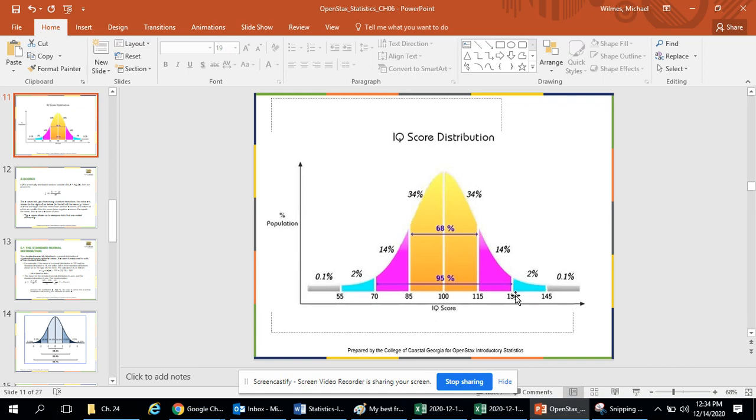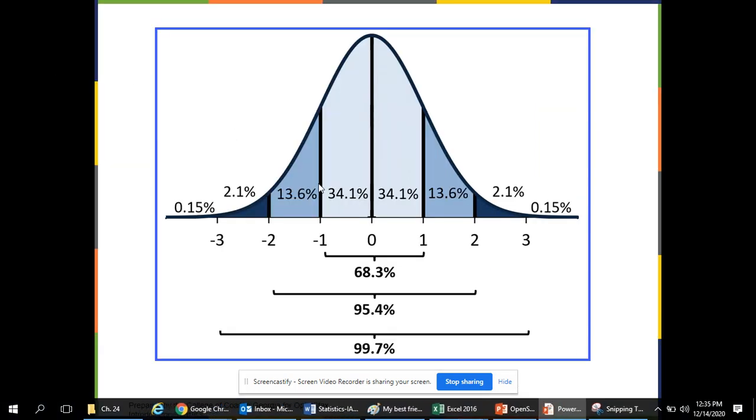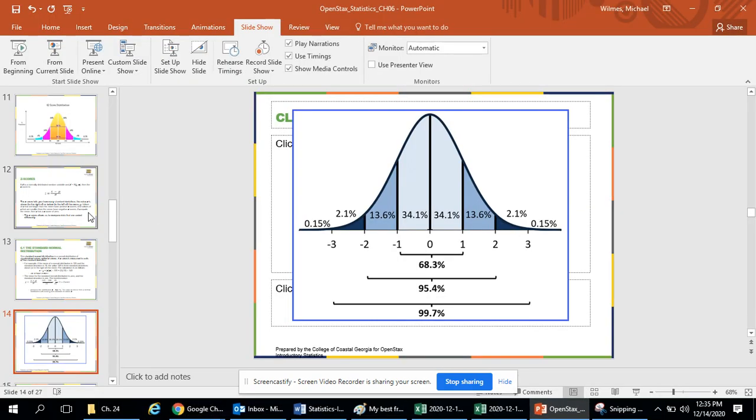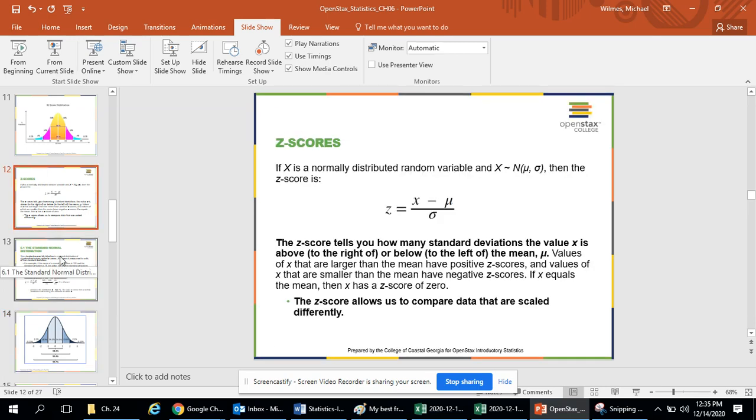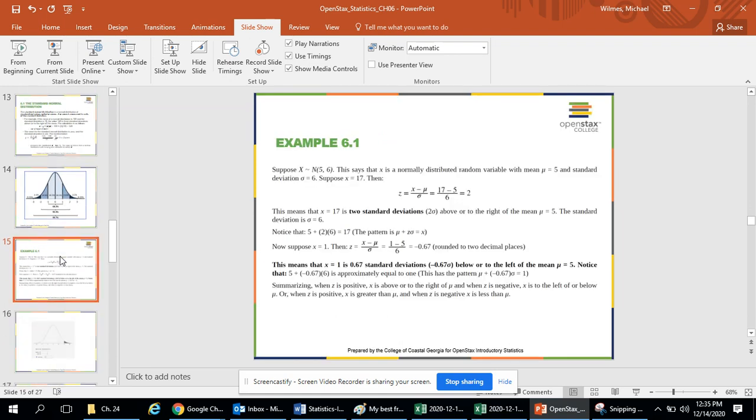This would be a z-score of, what do you think? 2, because it's 2 standard deviations above the mean. This would be a z-score of 1, z-score of 0, -1, -2, -3. And I can show that on this graph. You can see the z-score of 0 right down the middle. Here's the z-score of 1, 2, 3, and then negatives on this side. Okay, so there's our formula for z-scores. Here's our graph showing z-scores. Let's try another example.